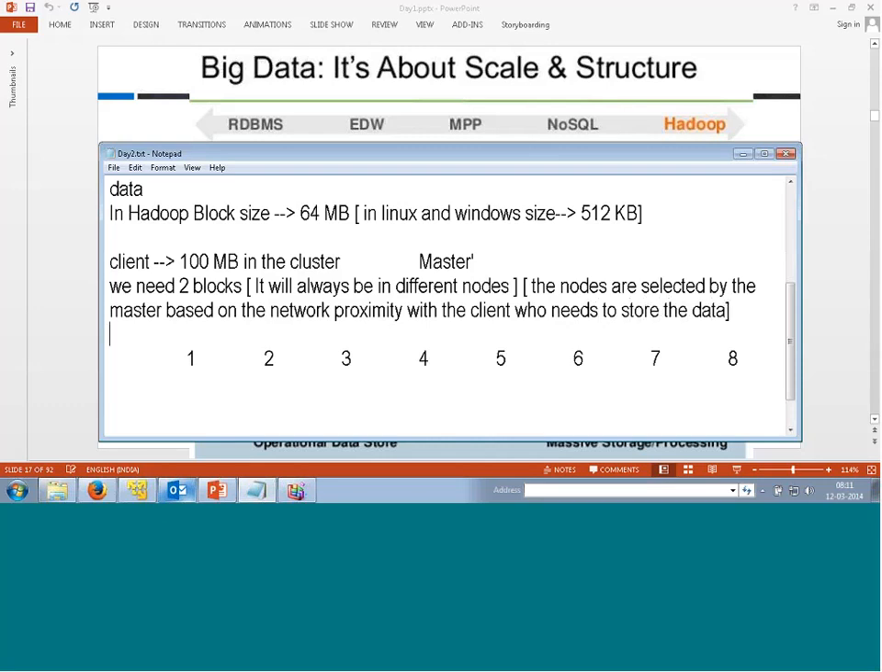Okay. So whenever the client communicates with the network, with the master, he knows where the client is communicating from. So he will decide where the data has to be stored, and he will ensure that the data is stored in the appropriate place, on the proper node. So let's say hypothetically the client is close to 4 and 5. So the data would be stored in the form of 64 MB and 36 MB, because this is 100 MB, on 2 nodes. This is how the storage happens.